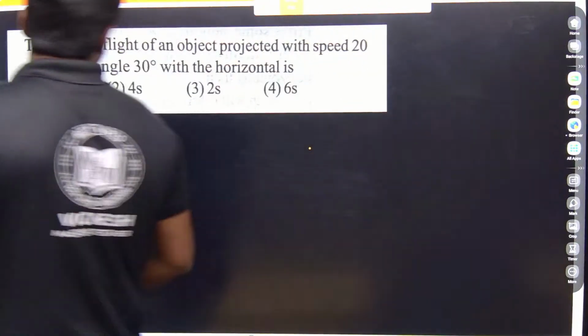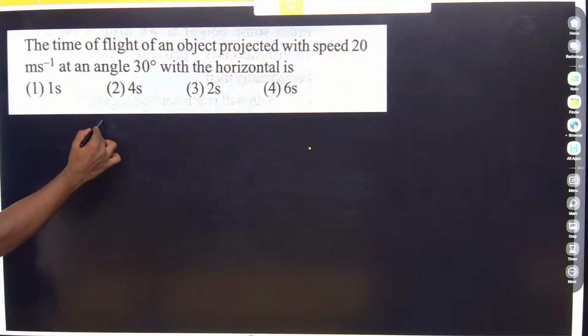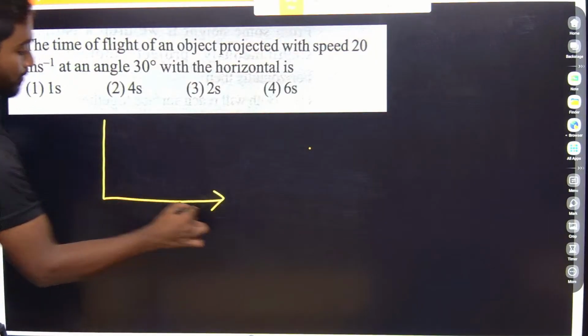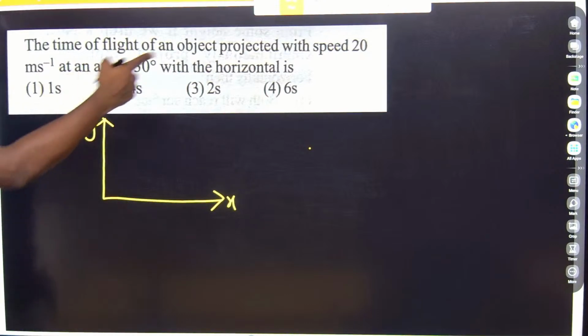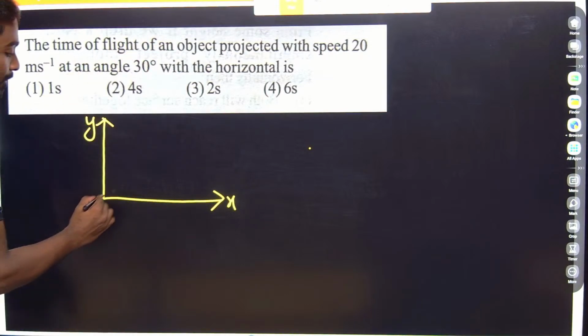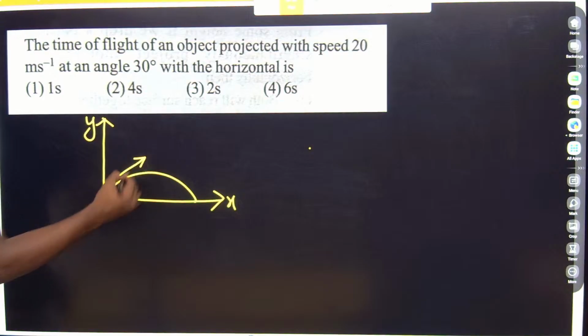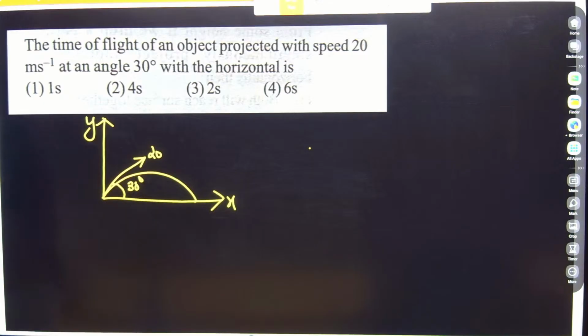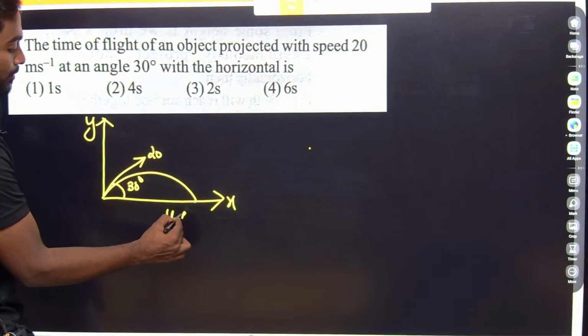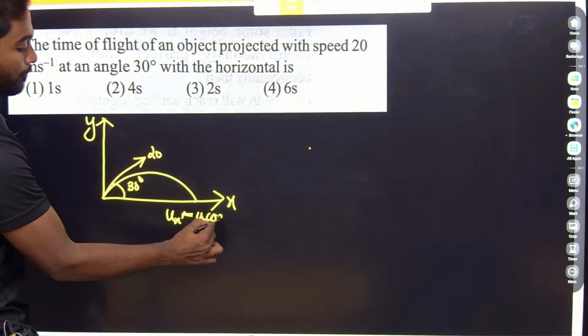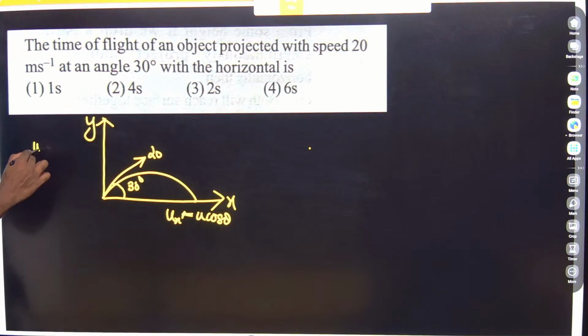So the time of flight formula will be... let me draw the diagram first. This is my x axis and this is my y axis. The object has been projected with a velocity of 20 meter per second at an angle of 30 degree with respect to horizontal. This one will be my ux, that is nothing but u cos theta. This one will be my uy, which is nothing but u sin theta.